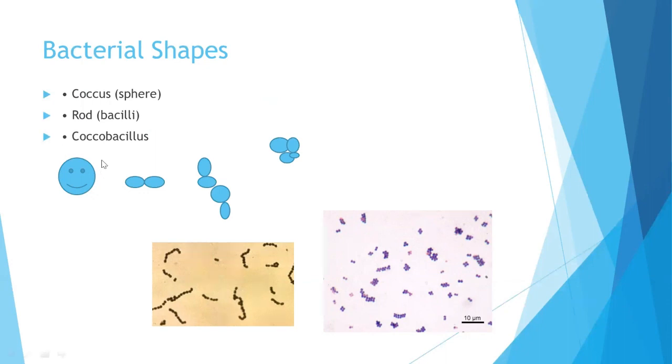Now here you can see a single cocci. This is a diplococci, this is cocci in chain, and this is cocci in cluster. You can see the streptococcus in chain. You can see the staphylococcus in clusters.